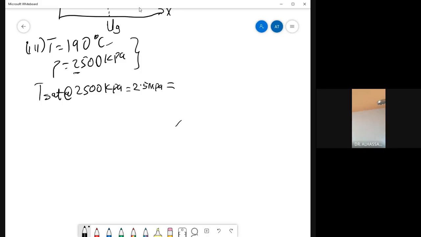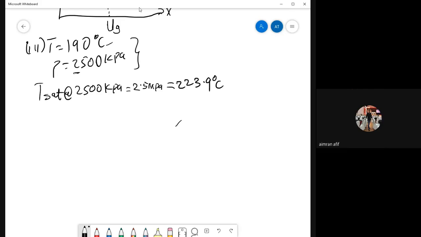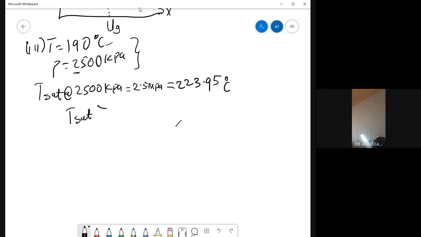So what is the T saturation there? Go to the property table. 223.95 degrees Celsius. So now we compare with the temperature. Our T saturation is greater than T. So we have a situation like this.